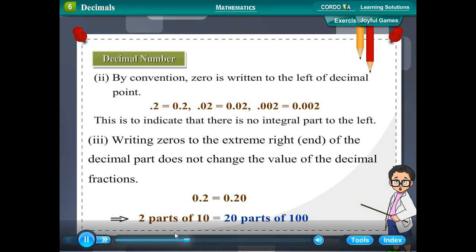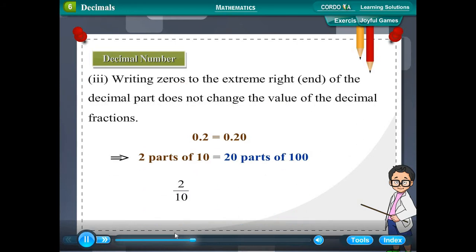Writing zeros to the extreme right end of the decimal part does not change the value of the decimal fractions. This implies 0.2 is equal to 0.20. This implies 2 parts of 10 is equal to 20 parts of 100. 2 upon 10 is equal to 20 upon 100.